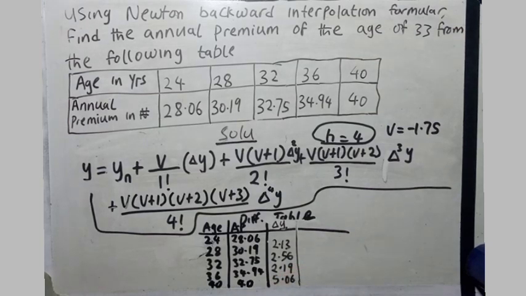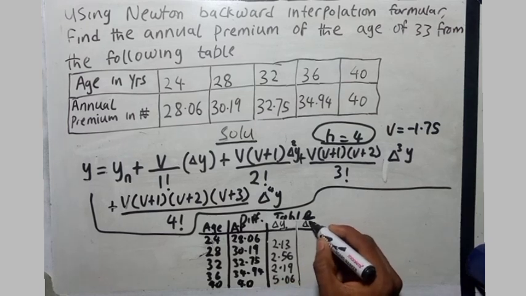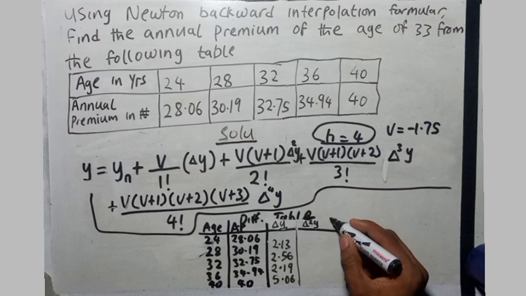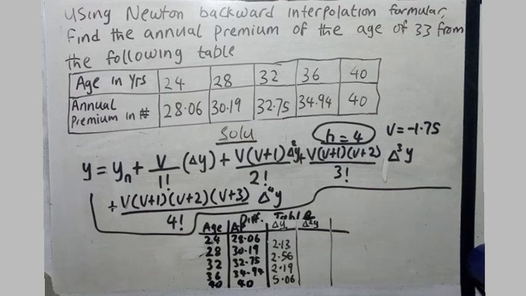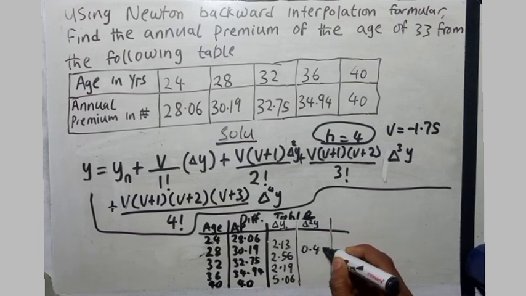Now, moving further, the second difference, when we subtract this from this, we have 2.56 minus 2.13, and we have 0.43.